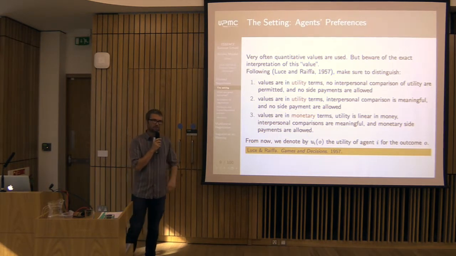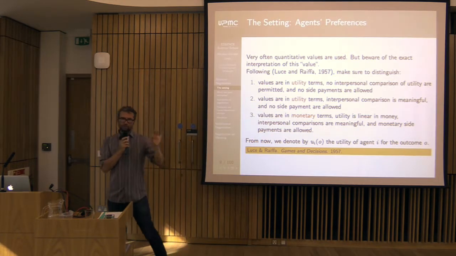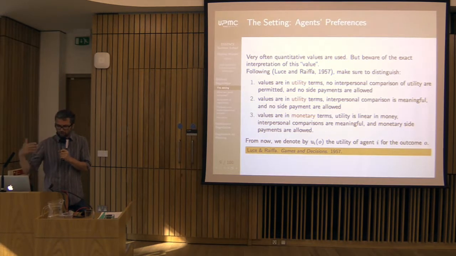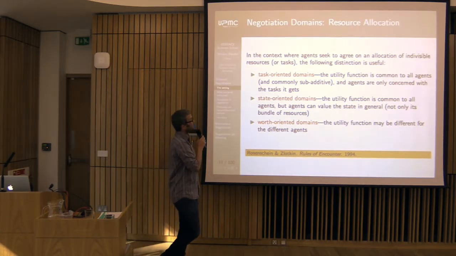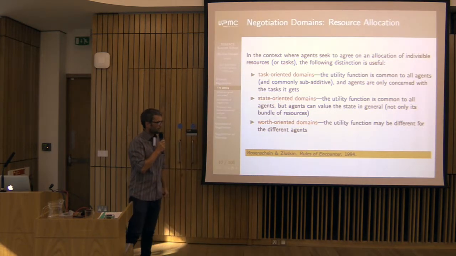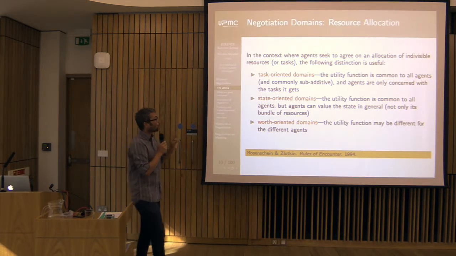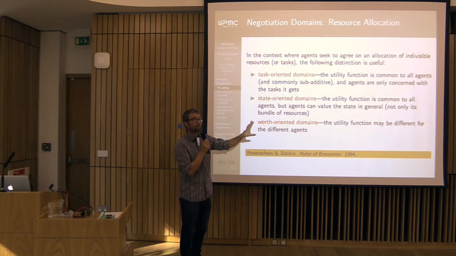Okay, but that's something you really have to keep in mind, that you cannot take for granted that the values of different agents can be compared, except in some domains where this is an assumption that can be made. I will discuss that now. So in this book, Rules of Encounter, Rosenschein and Zlotkin discussed different domains where you can make different assumptions on the utility functions of agents, on the preferences.